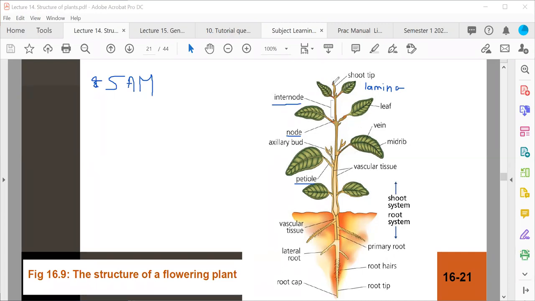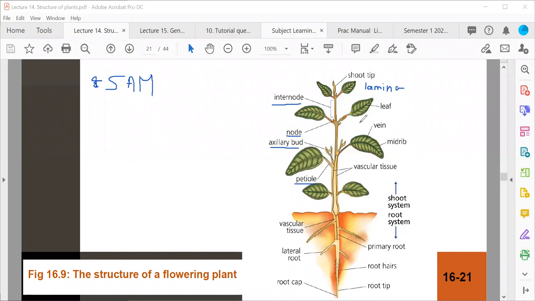All right, so even though we have a shoot apical meristem up here within the shoot tip, we also have these branches starting to form, these lateral branches. And when they're starting to form, they're referred to as axillary buds. And axillary buds, of course, are shoots. So they also have their own little shoot apical meristems within the tip.